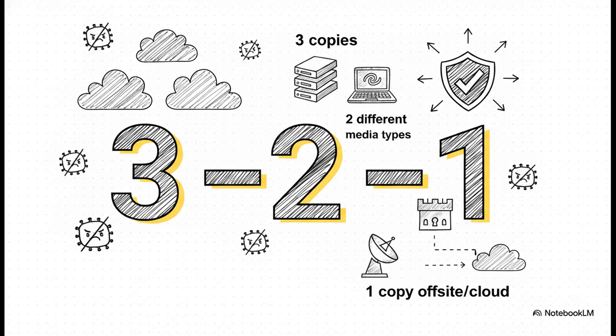This is the absolute gold standard for backup and recovery. It means you keep 3 copies of your data on 2 different media types with 1 copy stored securely off-site or in the cloud. And you have to test them. Testing those backups regularly is your ultimate defense against ransomware. Because honestly, an untested backup is essentially no backup at all.